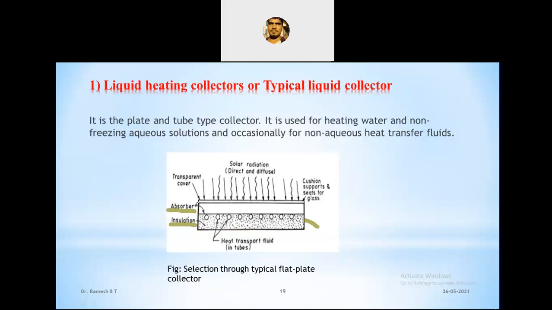The absorber plate is made up of a good conducting material like aluminum or copper. This absorbing plate is made of metal, either aluminum or copper. The material should be a good conductor of heat. We cannot use ceramics because ceramics are bad conductors of heat. Here we are using metals, particularly aluminum or copper, because they conduct more heat when compared to other metals.